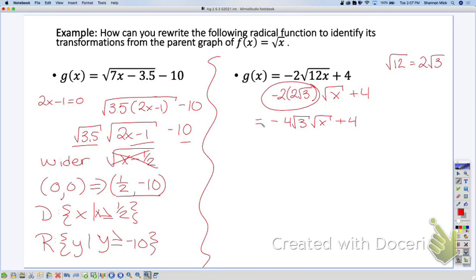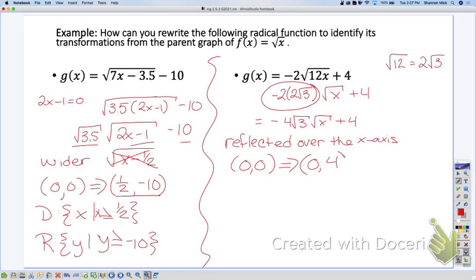Okay, but it's negative, so there's a reflection. It's reflected over what? The x-axis. Okay, so it's reflected over the x-axis. 0, 0, is there any h? No h, so it's 0. And the k is 4. Now, we're not going to do range and domain, we're going to graph it first. Okay, so 0, 4.